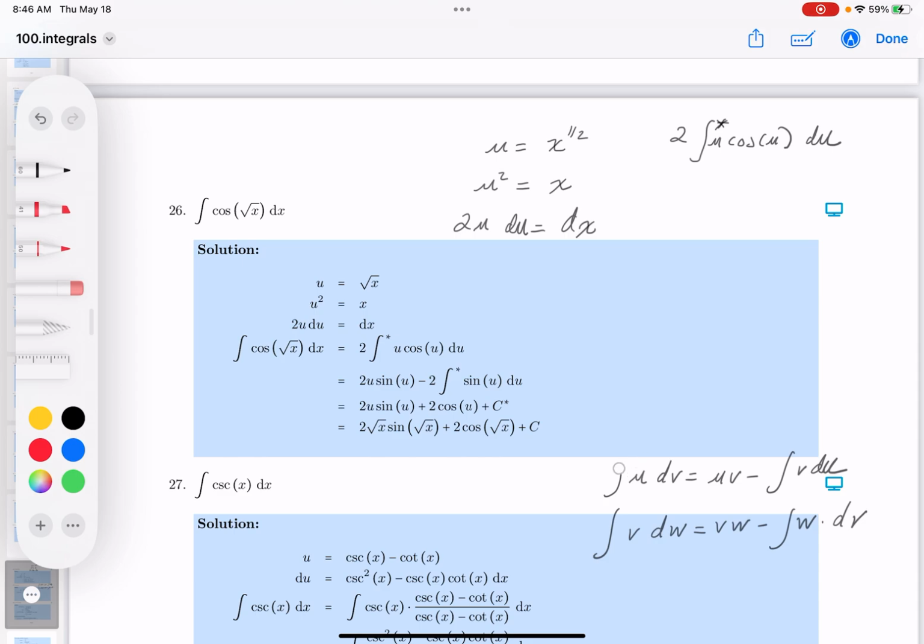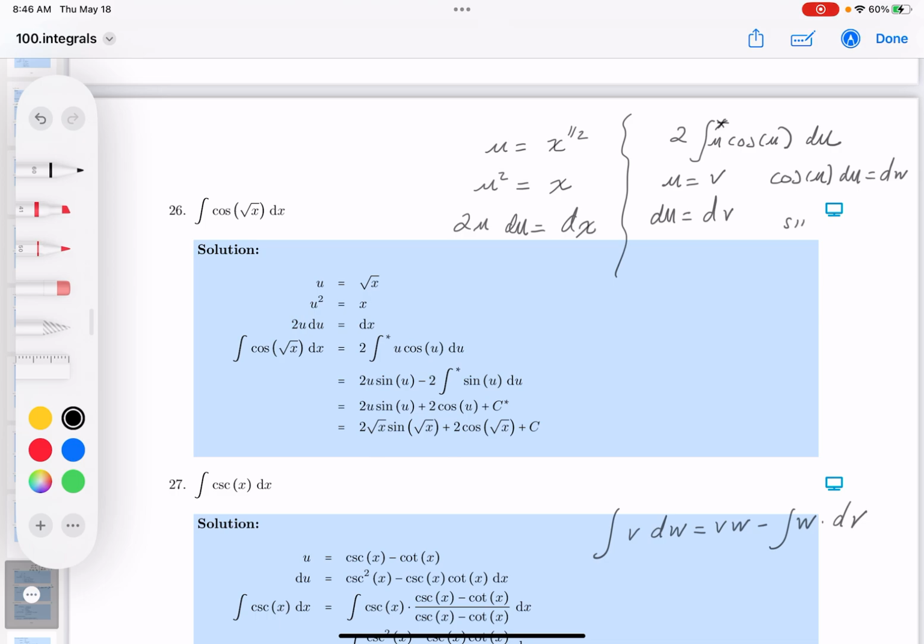And so why did I do that? Well, letters are shifting around, and that's why I did it. Let's go back up over here and write this down for you. Let's say that u equals v, and that means the cosine of u du is equal to the dw. Let's see if we can go backwards on this. This is du is dv. And then what do you have here? That would be sine of u. It's not so bad. Equals w.